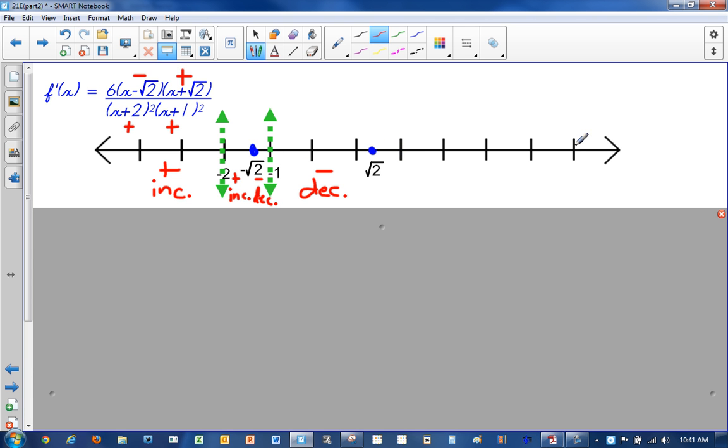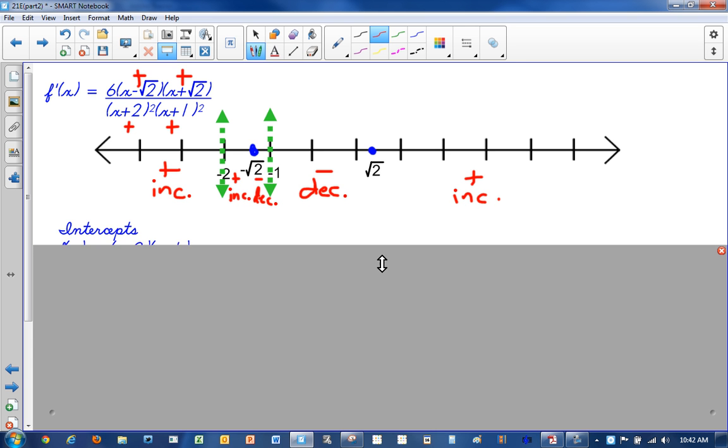Then after root 2, let's try a number like, I don't know, 5. That's going to make this positive. Everything else is going to stay positive. So this will be positive, meaning that the original function is increasing everywhere from root 2 to 5.